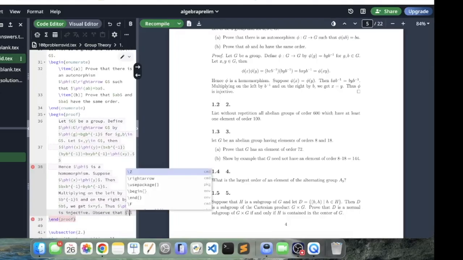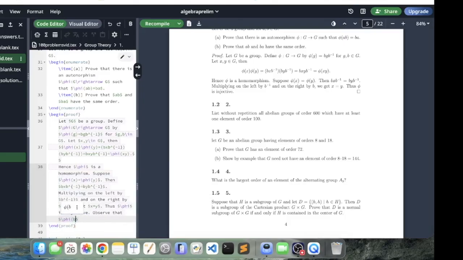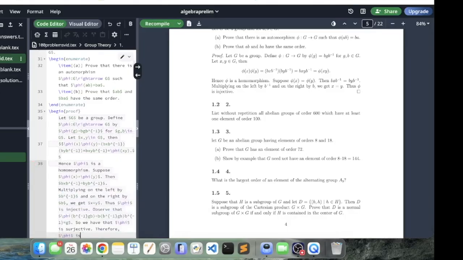Observe that phi of B inverse g B is equal to, it's going to put B on the left, and then B inverse g B, and then a B inverse on the right, so I keep saying right and left backwards, but yeah, and then the inverses will cancel out, leaving us with just the g. So we have that phi is surjective, therefore phi is an automorphism.